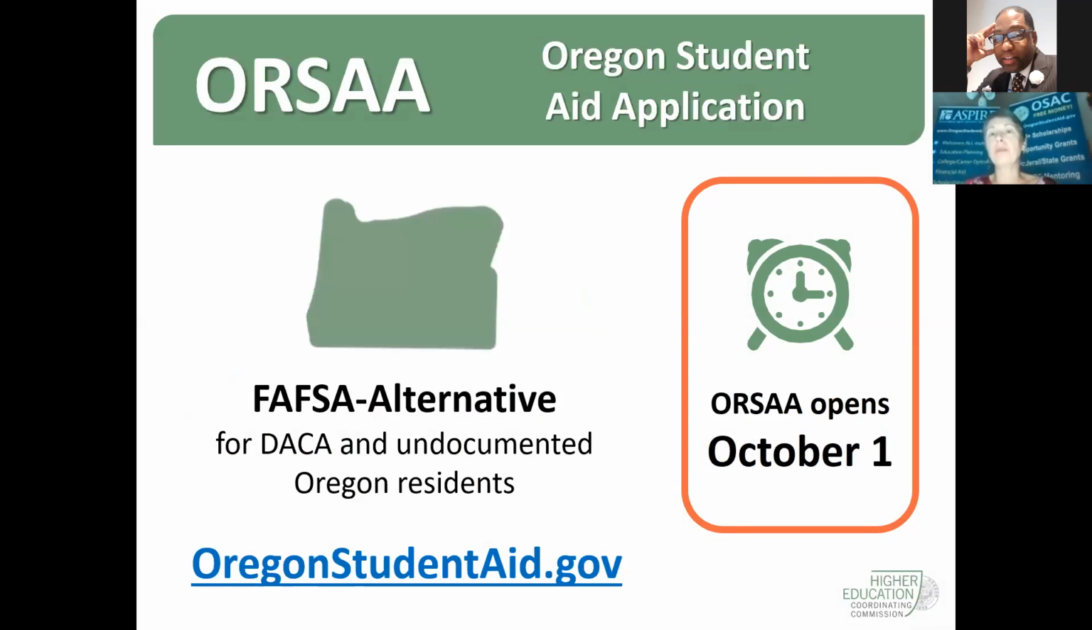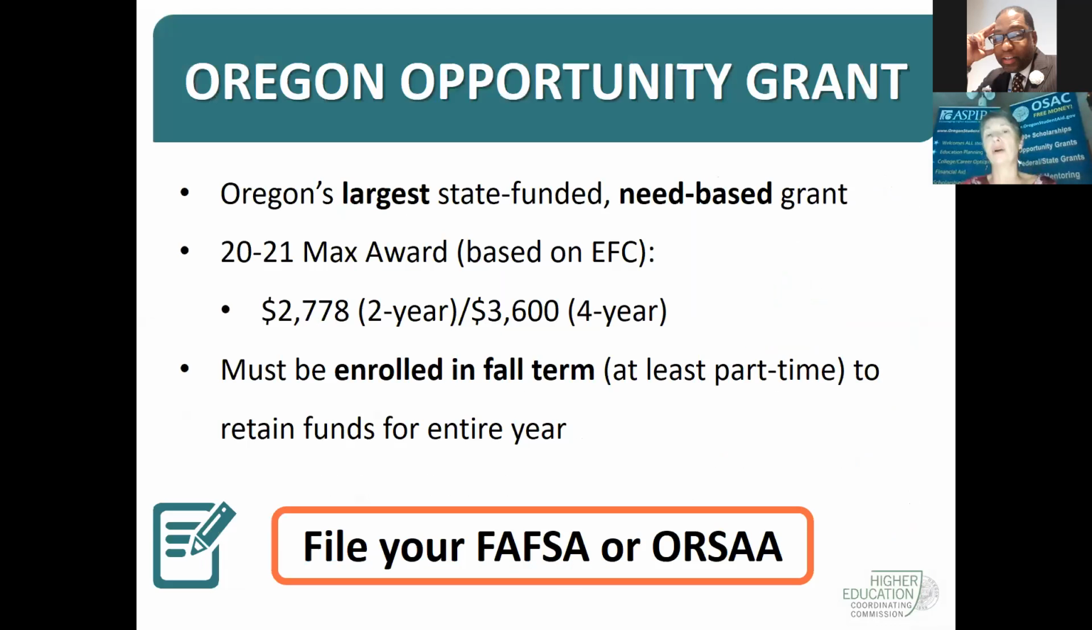So the Oregon Opportunity Grant is Oregon's largest need-based grant. All you have to do to be eligible for it, besides being low income, is to do one of the financial aid forms. There is no other application. You can see the maximum award amounts for this year: for community college or two-year college it was $2,778. For a four-year university, it was $3,600.